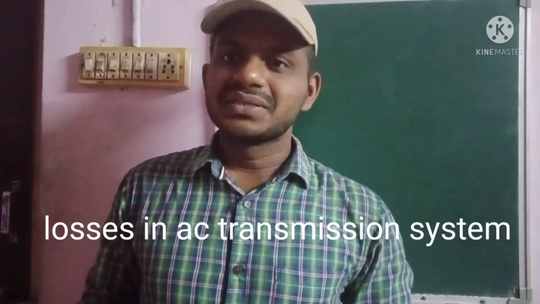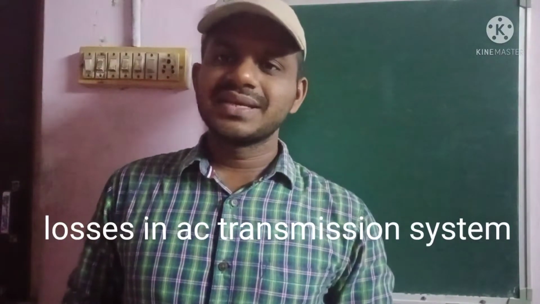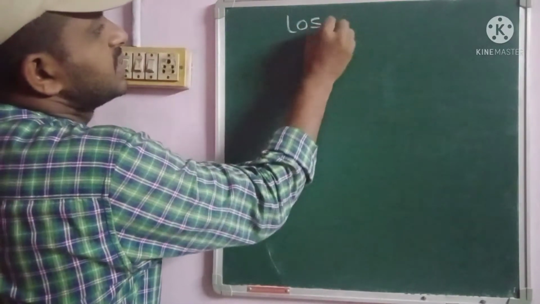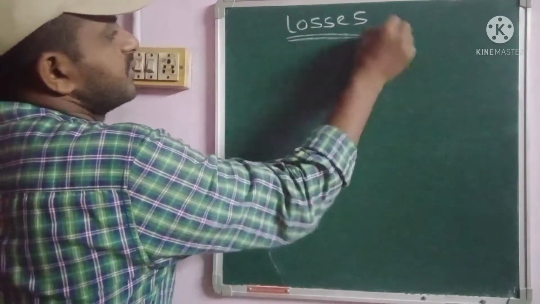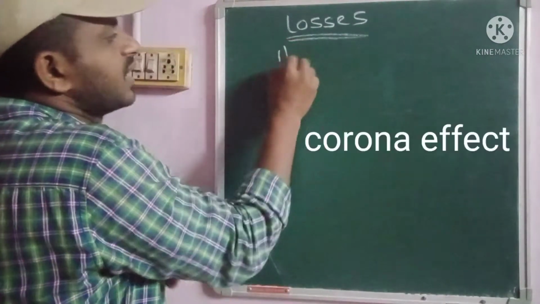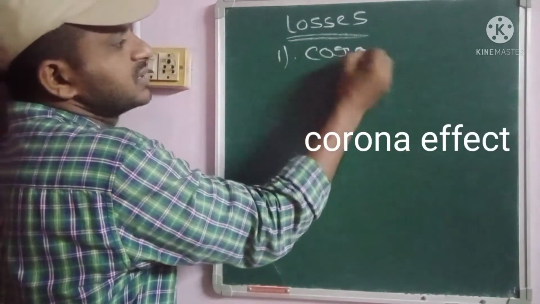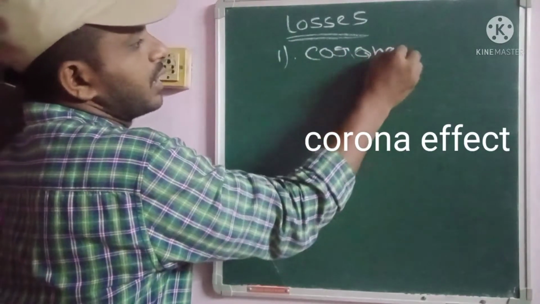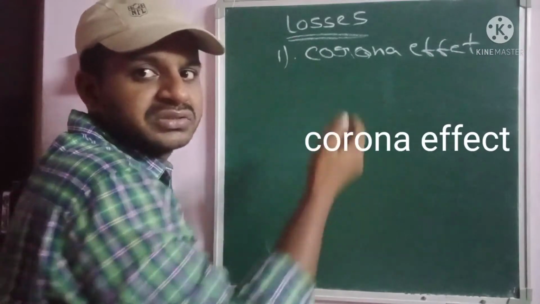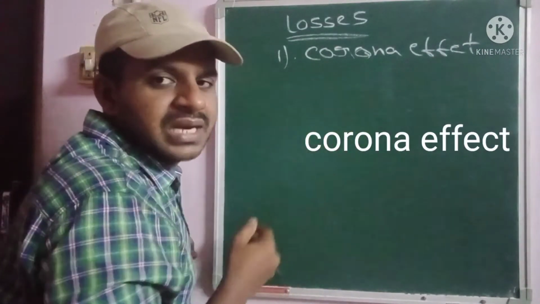Today we are going to discuss losses in AC transmission line systems. There are different types of losses in an AC transmission line system. One is the corona effect, which is a very dangerous effect that influences the transmission line conductor.